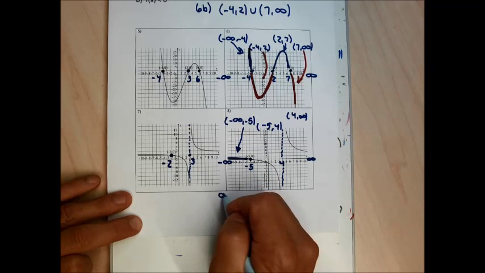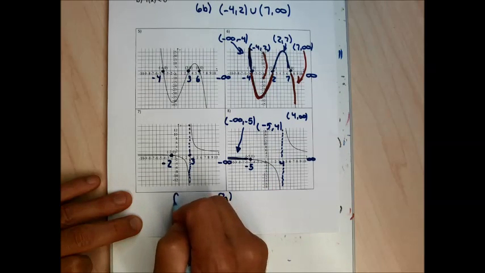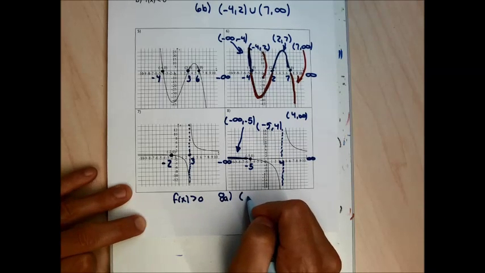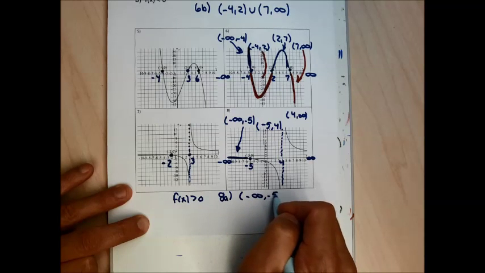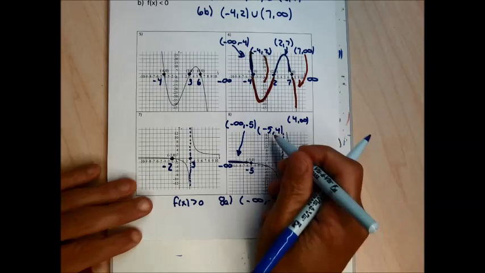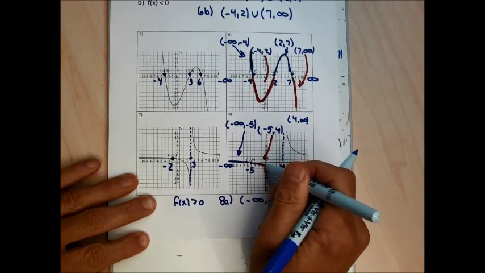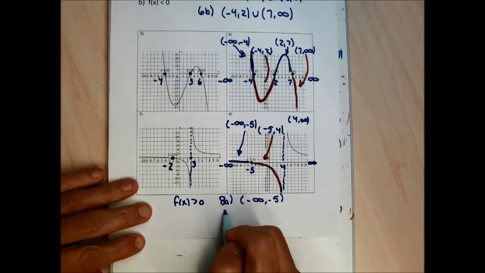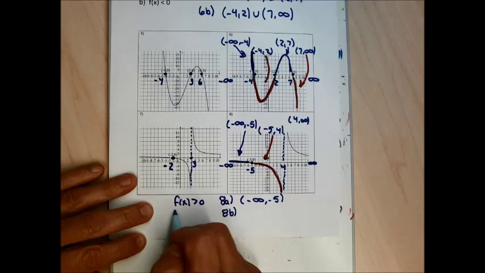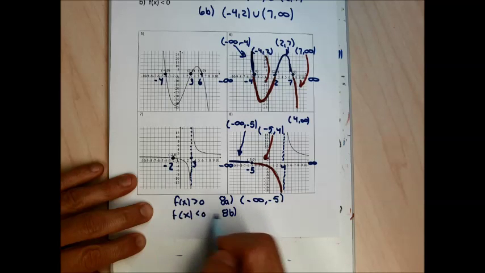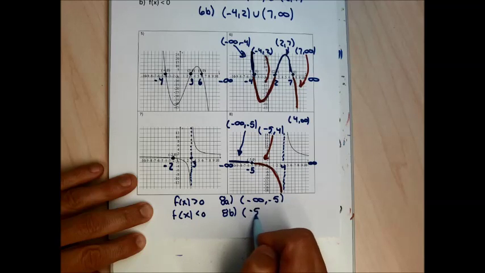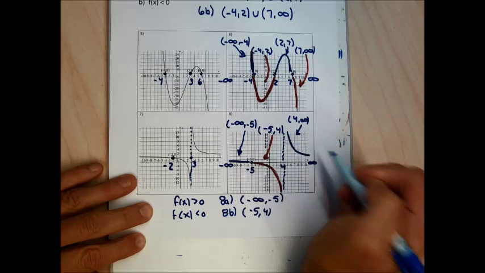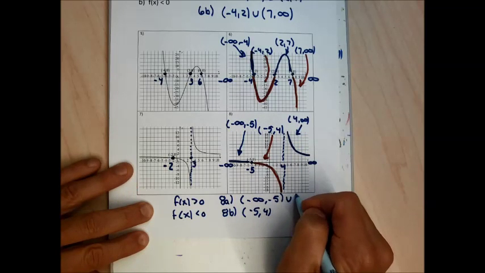When I go to answer part A, this needs to be part of it, because part A wants where the f of x's are greater than 0, and those f of x's are greater than 0 because the y's are positive and the graph is above the x-axis. The next interval, negative 5 to 4, corresponds to this portion of the graph, and for that portion, the y's are negative and the graph is beneath the x-axis. That has to go in my answer to part B. The last interval corresponds to that portion of the graph. The y's are positive, the graph is above the x-axis. That's going to go in part A.